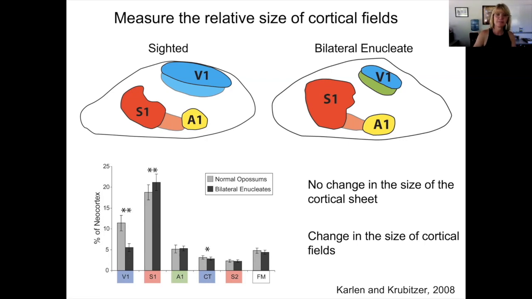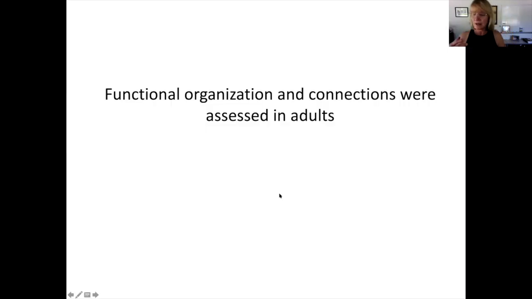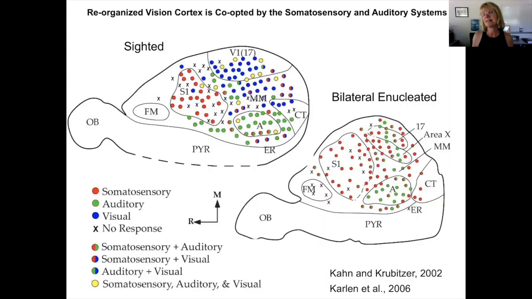Okay, so we assess the functional organization of cortex in adults, and what we do is electrophysiologic recording studies. This is a little bit different of a view than that platypunculus I showed you, but this is how that platypunculus map was obtained. Each one of these dots is an electrode site that we put into the brain, and then we recorded neural responses. The blue dots are neurons that responded to visual stimulation. The red dots are neurons that responded to somatosensory stimulation. And the green dots are neurons that responded to auditory stimulation. This is a sighted animal here at the top left, and this is a bilateral enucleate at the bottom right.